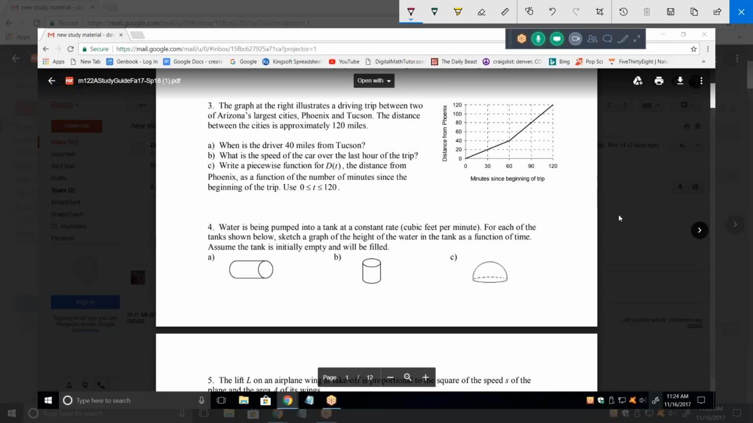The first piece is going to be when t, and I always start in the upper right. In other words, I specify the domain. When t is greater than or equal to 0 and less than or equal to 60, what is the equation of that line?